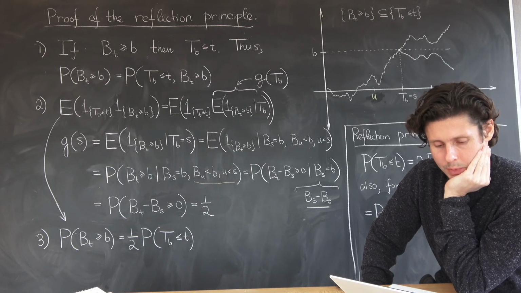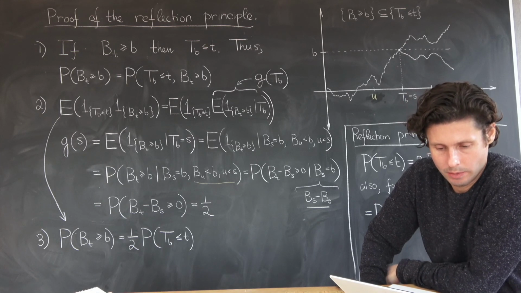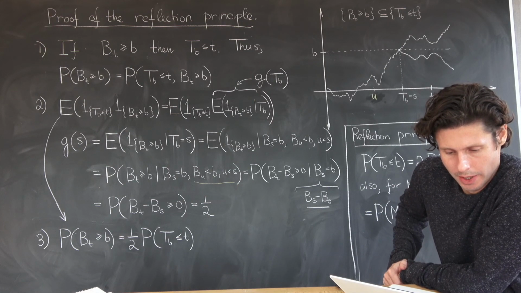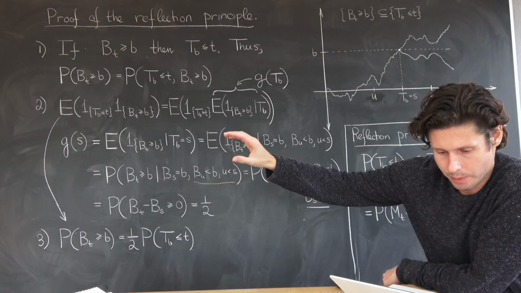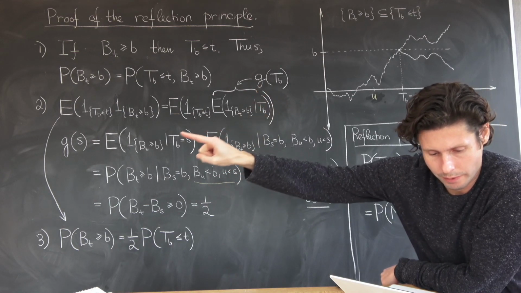So I mean, at this point we're almost at the end. Let me think what we need to wrap up here. One thing to do is to take this partial result. We've just computed the function g of s.